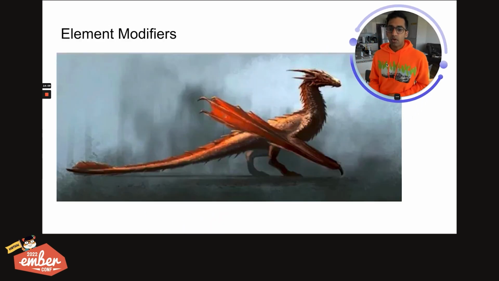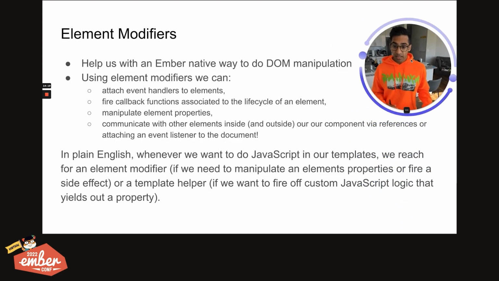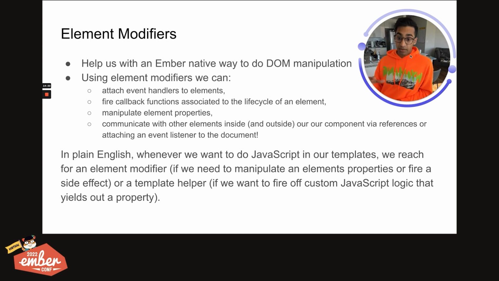Now that brings us into our next subject, which are element modifiers, right? So our element modifiers are Ember's way of giving us DOM manipulation rather than us manipulating the DOM on our own, which is something we probably don't want to do. We want to tap into Ember in order to do that. And using element modifiers, number one, we attach event handlers to our elements. Number two, we can fire callback functions that are associated to the life cycle of an element. I'll tie into how we're able to do that in the next slide.